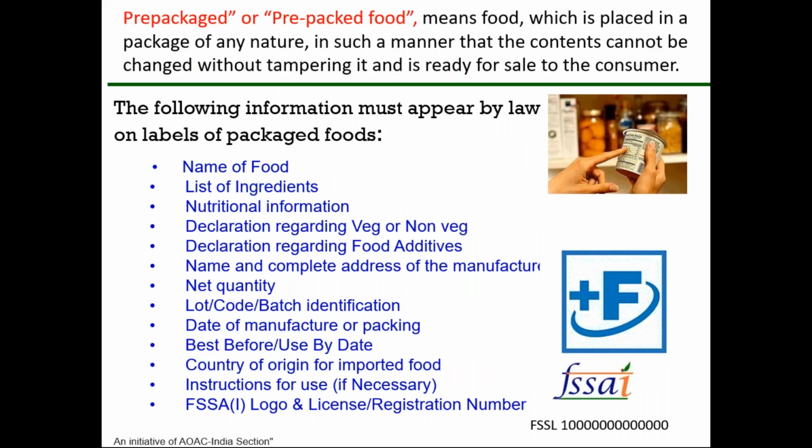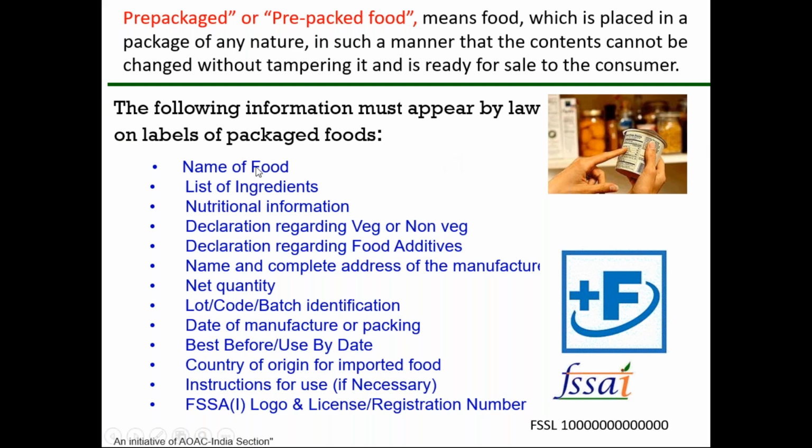So the packaged or pre-packed food, in the definition given, means food which is placed in a package of any nature in such a manner that the contents cannot be changed without tampering, and it is ready for sale to the consumer. So essentially, packaging is important and it prevents tampering of the food. According to the law, the following information is required to be provided on the label of the packaged foods.